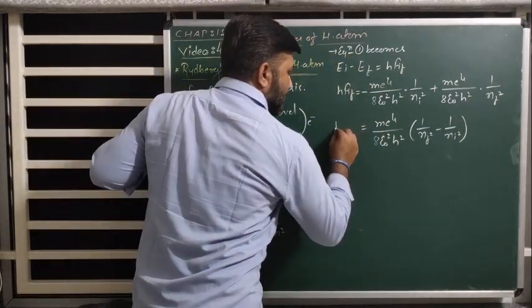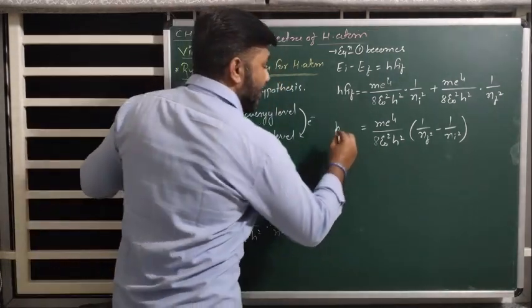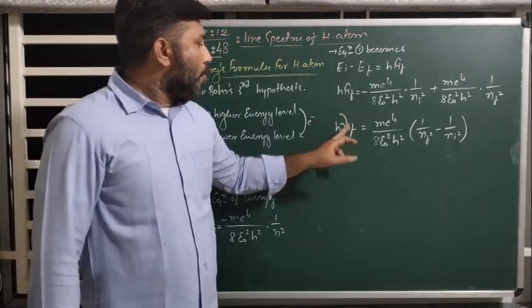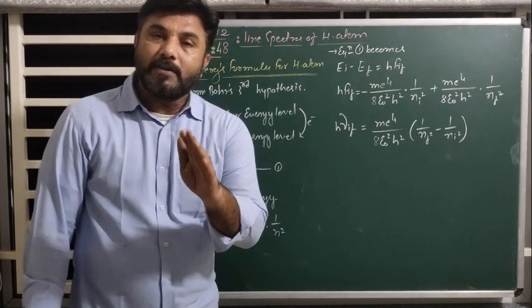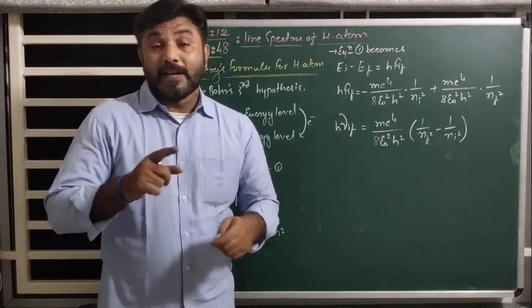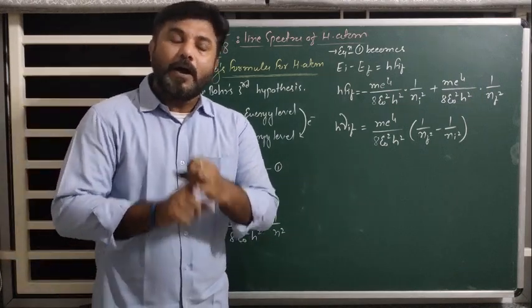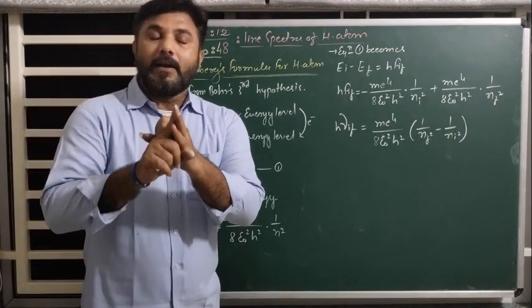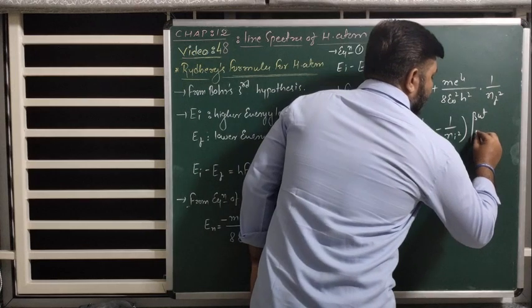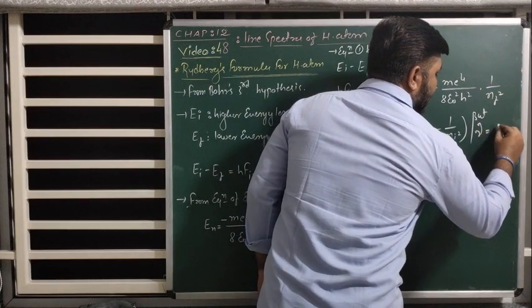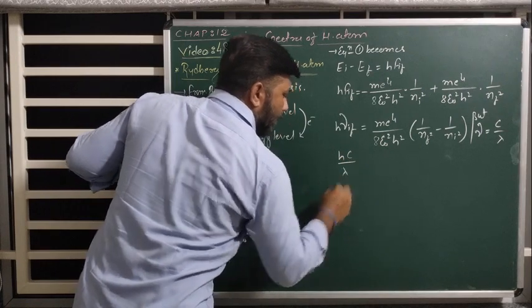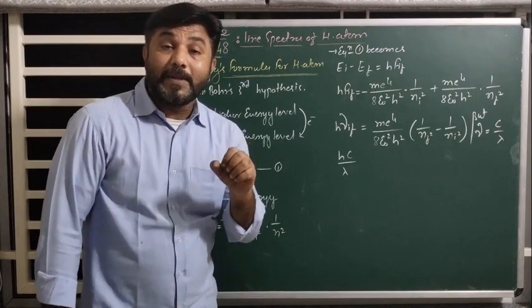What is this? It is h f. Frequency has one more symbol, h nu. We took both symbols here to avoid confusion. Now, what is f? The frequency f or nu is nothing but c by lambda. Again, this equation we will see in chapter number 11. So the frequency nu is nothing but c by lambda, and you will get hc upon lambda, where lambda is the wavelength of the emitted radiation.